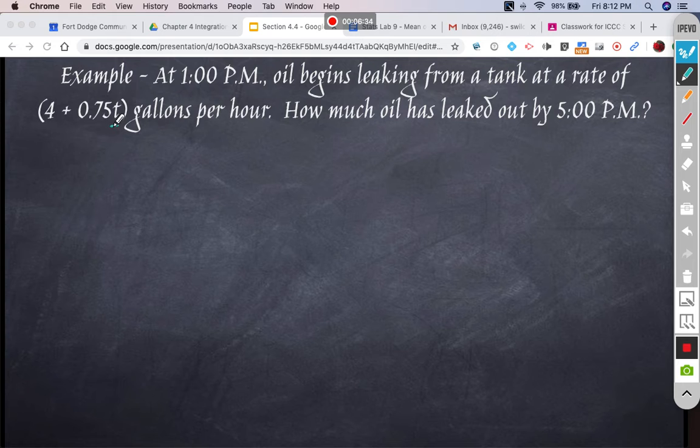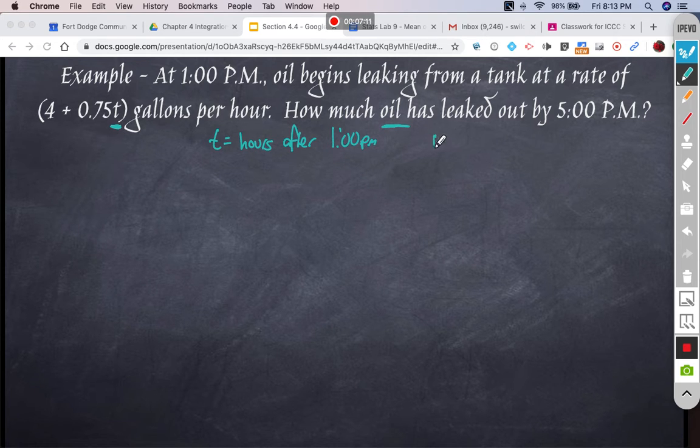First question is, what does t stand for? We want to make sure we have that defined. I'm going to define t equals hours after 1 p.m. So at 1 p.m. we are at time t equals 0. And then as time goes on, the rate of change changes. So we want to find out how much oil has leaked out.